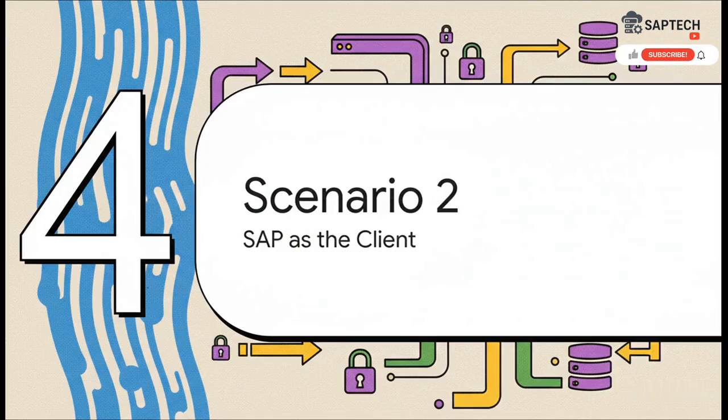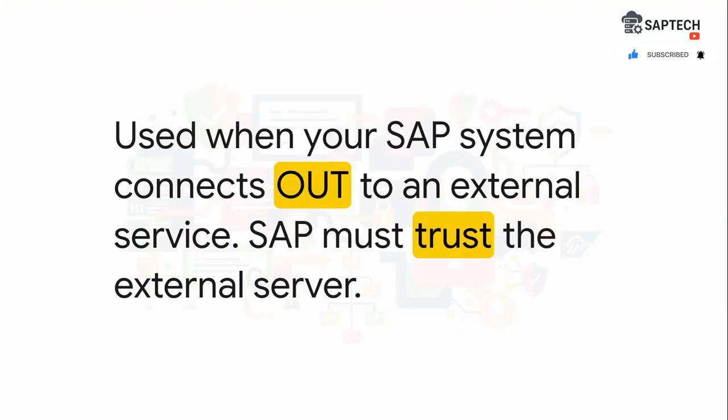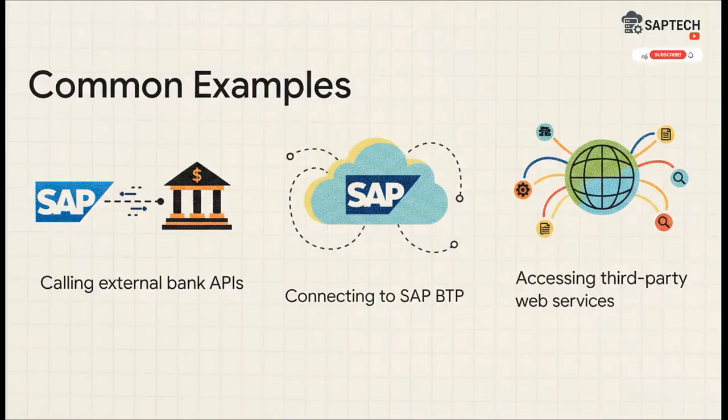Okay, so that's SAP as the server. Pretty straightforward. But what happens when the roles are flipped? Let's look at scenario 2, SAP as the client. Here, the whole communication flow is outbound. Your SAP system is the one starting the conversation, connecting out to some external service. In this case, the tables have completely turned. SAP doesn't need to prove its own identity, it needs to decide if it can trust the server it's trying to talk to. And this happens constantly in modern systems.